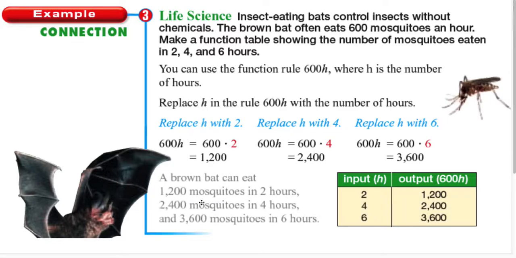Therefore, in this case, a brown bat can eat 1200 mosquitoes in 2 hours, 2400 mosquitoes in 4 hours, and 3600 mosquitoes in 6 hours.